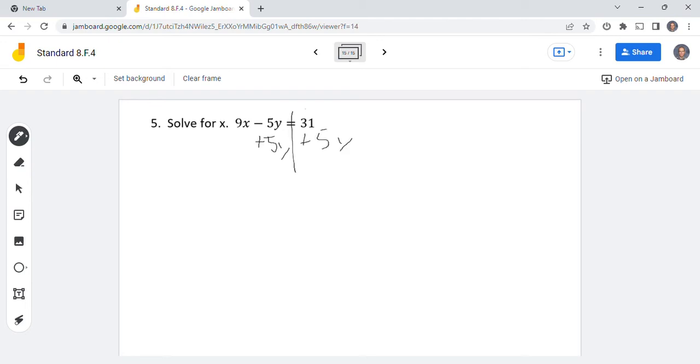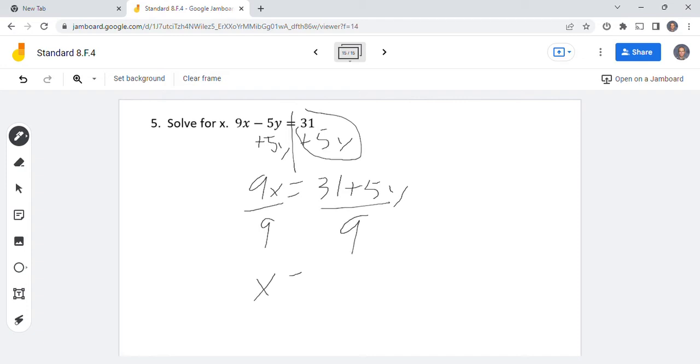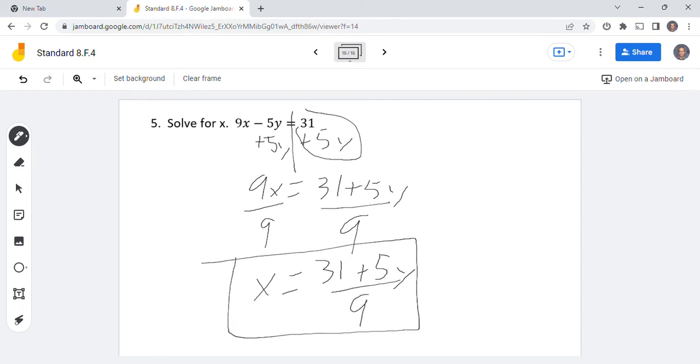These are not like terms here, so we leave them separate. That leaves us with 9x. On the right-hand side, we have 31 plus 5y. And finish this out by dividing by 9. We have to divide both on this side by 9. That gives us x. On the right-hand side, if I could simplify it, I would. There are no like terms or common factors on this, so I can't simplify it, so I'm just going to leave it as 31 plus 5y over 9. And we're finished because the x is by itself.